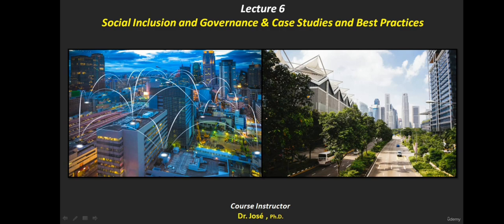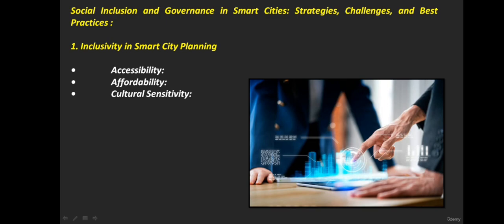The topic name is Social Inclusion and Governance, Case Studies and Best Practices. In the specific lecture part, we will talk about Social Inclusion and Governance in Smart Cities: what are the strategies, challenges and best practices?